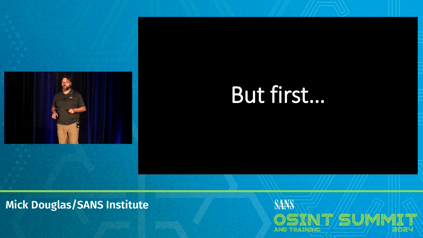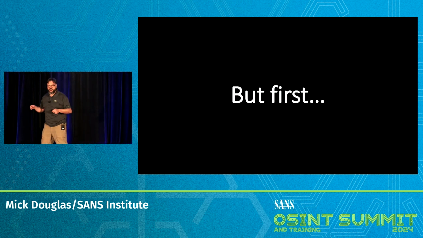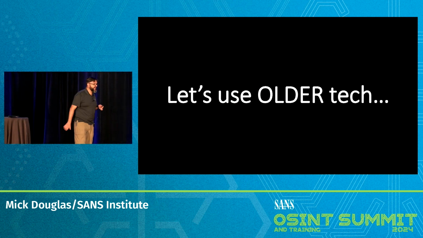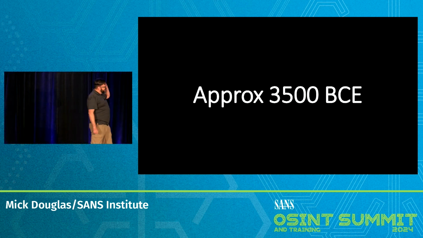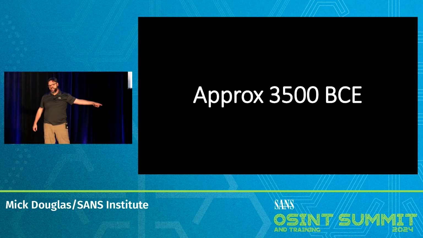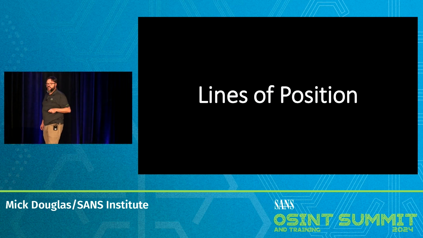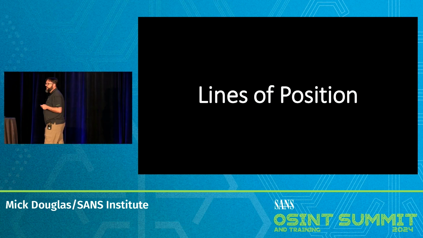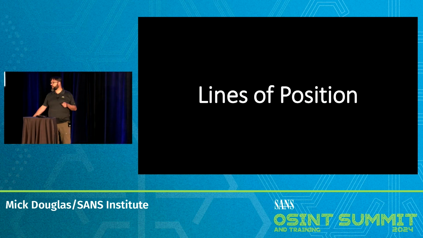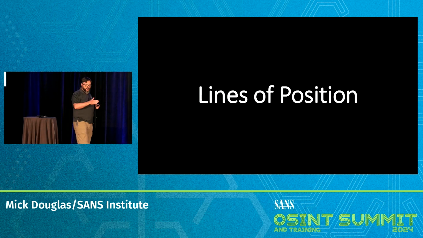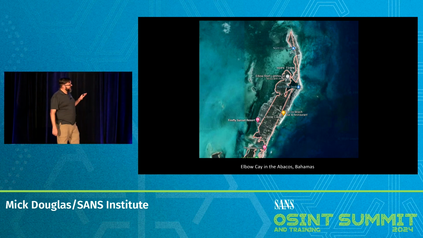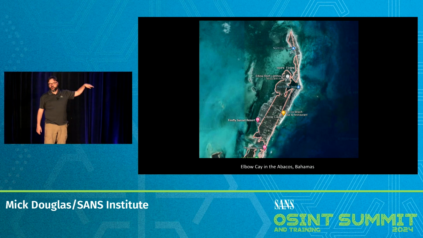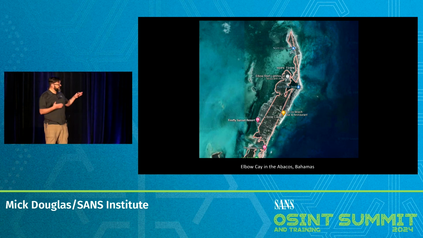Before we get there, though, we actually have to go further back in history. We're going to be using a much older technology that we have written records from that go all the way back to 3500 BCE. And that is lines of position. Lines of position is a technique that's used both in nautical navigation and also land nav. The way a line of position works is it allows you to safely approach areas and know the angles of attack that you need to take.